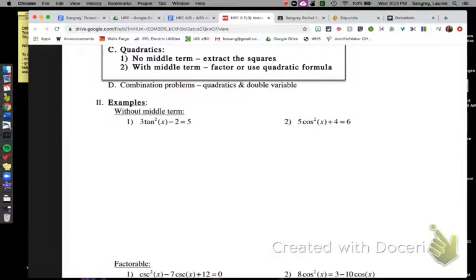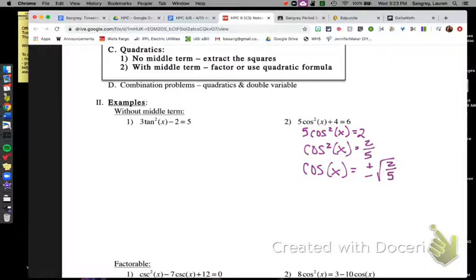Number 2 will be very similar. We notice that we have a cosine squared, but then we just have a 4. There's no middle term. So we are trying to get cosine squared by itself. So the first thing we're going to do is subtract 4 from both sides. And then we're going to divide both sides by 5. So now we're going to take the square root of both sides. So that's going to leave us with cosine of x equals plus or minus root 2/5.